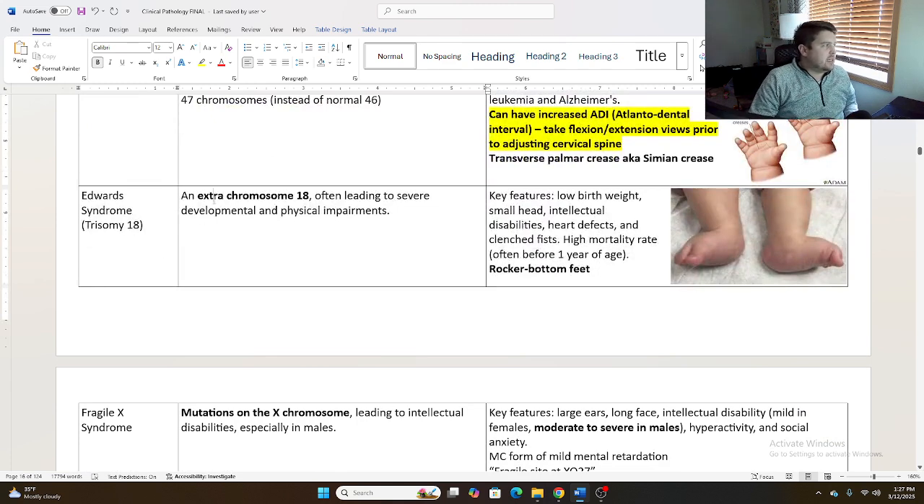Edwards syndrome, this is trisomy 18. The specific things that we look at here, we talk about heart defects, we talk about a high mortality rate, and rocker bottom feet. See these feet, they have this rounded shape to them, a little bit of deformation. That is due to trisomy 18 disorder.